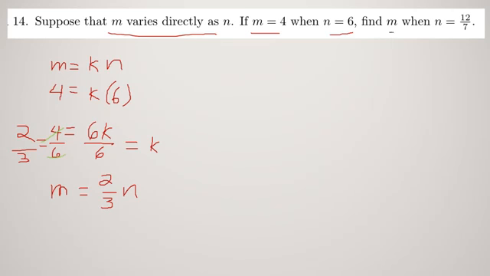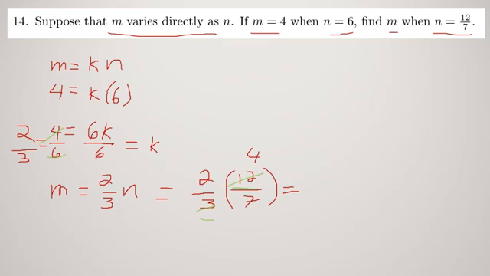So find m when n equals 12 over 7. So substitute 2/3 times 12 over 7. Okay. So, simplify lang natin. Tingnan mo, si 12 at saka si 3, both divisible by 3. Right? So, 12 divided by 3 is 4. Tapos, 3 divided by 3 is 1.